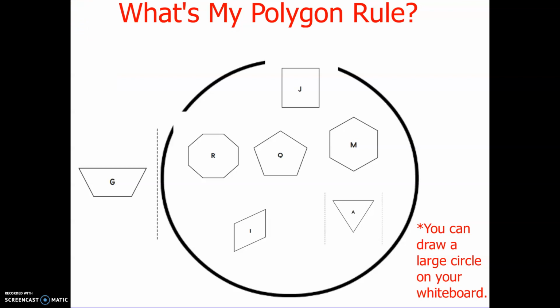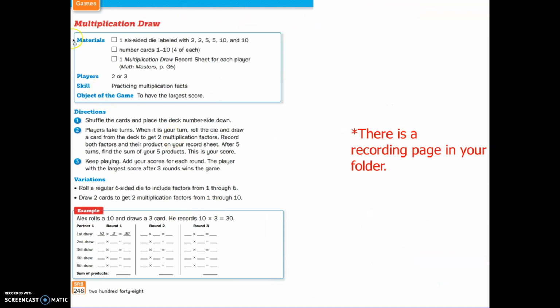So this is an activity that you can play with some friends or family members at home. Pick a couple, decide what you want your rule to be, put that shape or those shapes inside your circle, pick a shape that doesn't fit your rule, and see if you can have people try to figure out what your rule is. Here's a game to play, multiplication draw. Here are the directions. Remember, I'm sending a deck of cards, so you should have cards.